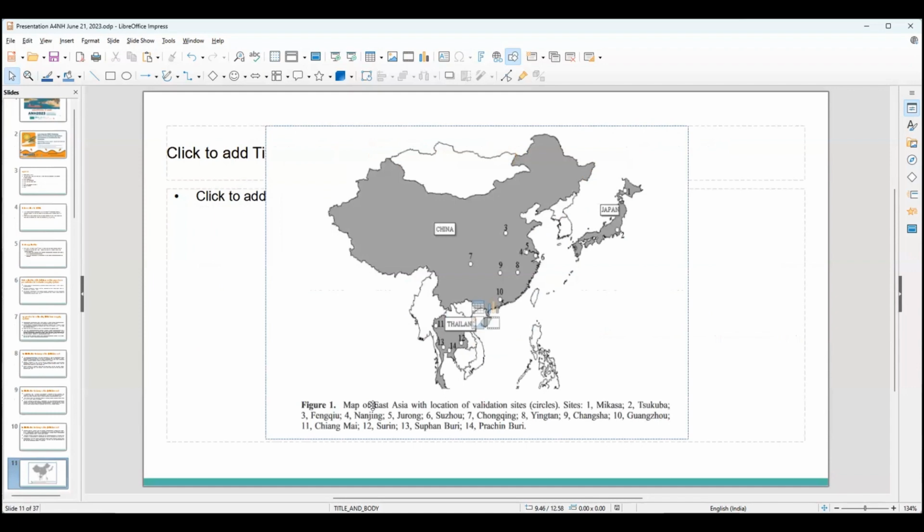So these are the different field locations in China, in Japan, and in Thailand. A map of East Asia with the location of validation sites: Mikasa, Tsukuba, Penshui, Nanjing, Yurong, Suzhou, Chongqing, Jingtan, Shansha, Guangzhou, Chiang Mai, Surin, Suphanburi, and Prachinburi.